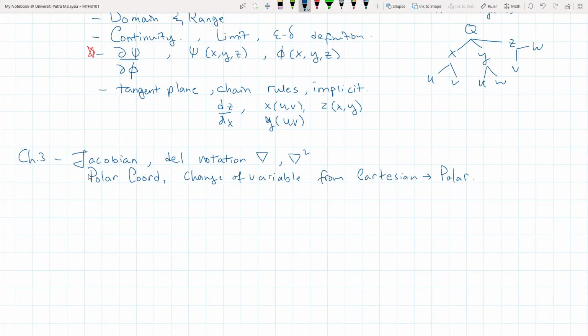So actually chapter 3 is much more important for your multiple integral. So because you have polar coordinate and also the Jacobian. And the notation is usually used for what? Used for derivatives, directional derivatives, and also the gradient.